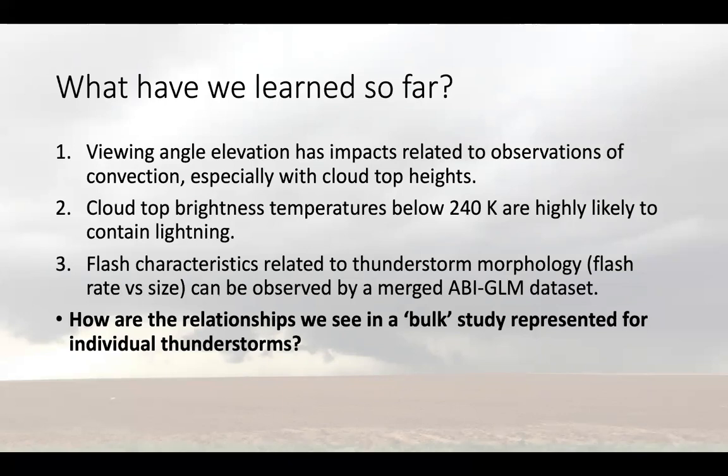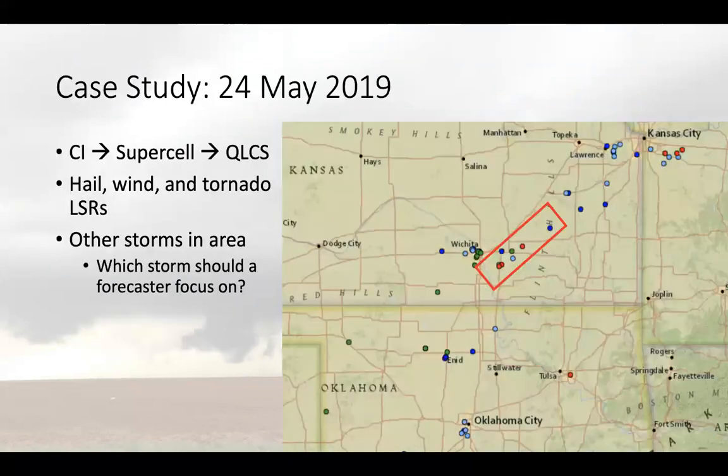Now the last section we're going to cover here is, well, it's great to have this bulk study to look at all this data and see these broad relationships, but how good are those in reality at the storm level? With individual thunderstorms, do we see these relationships? So we're going to be wrapping up here with a case study. This is from May 24th of 2019.